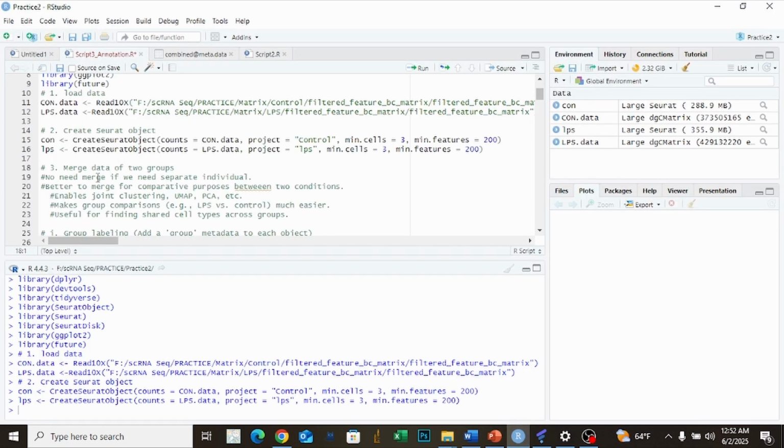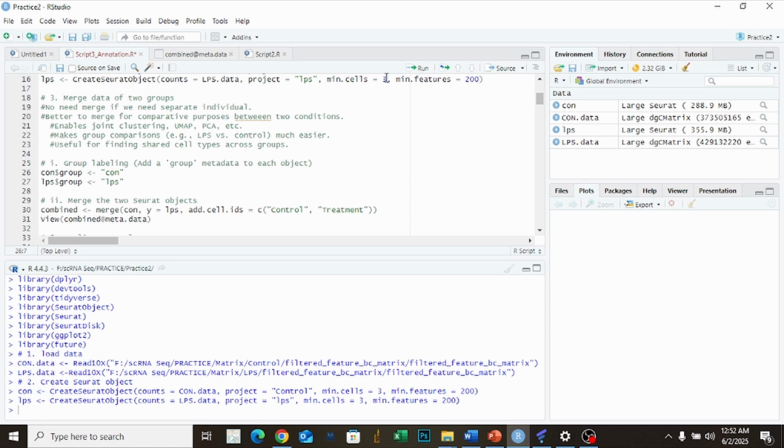Now the question is, why do we need to merge? It's not necessary if we focus on an individual group, but it is better if we compare two groups or two conditions. Just like in my case, I was comparing control and LPS groups. This enables joint clustering, UMAP, PCA, etc. We can compare groups easily, and it easily tells us about the cell types between the two groups.